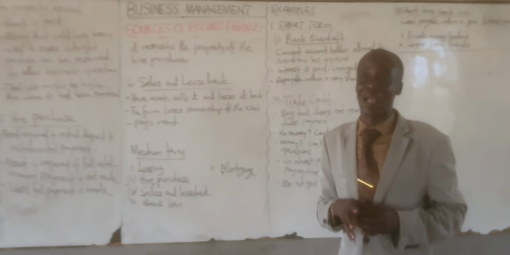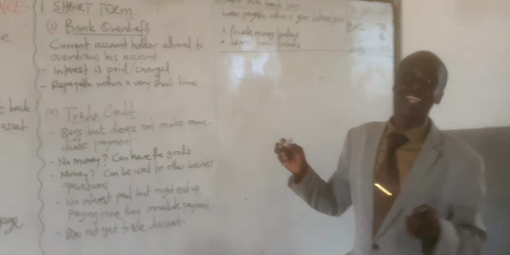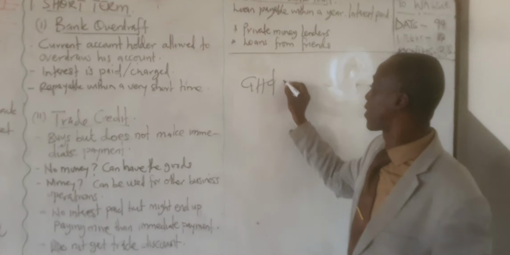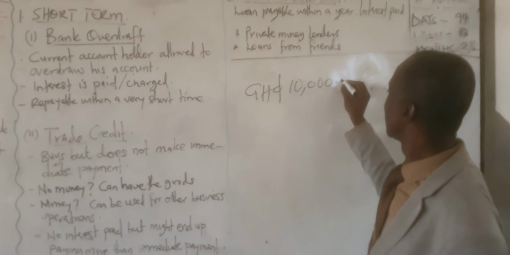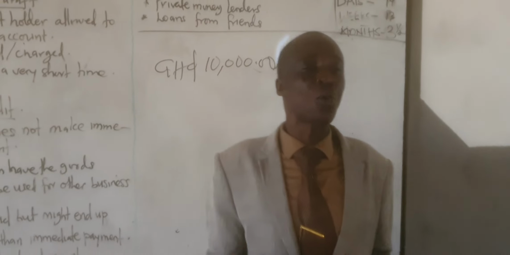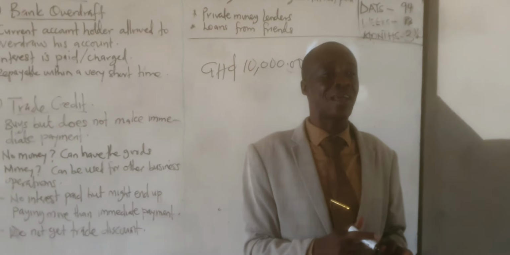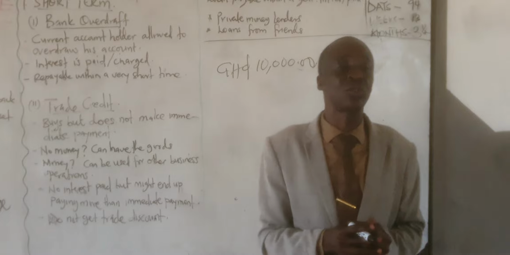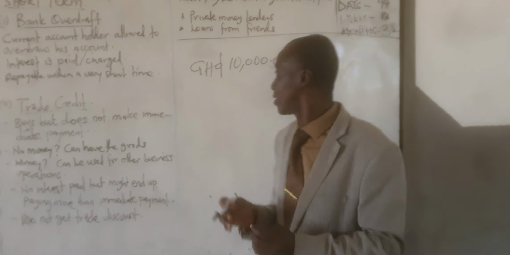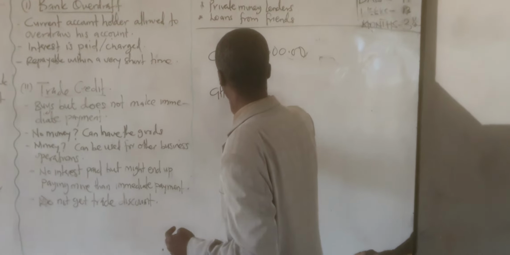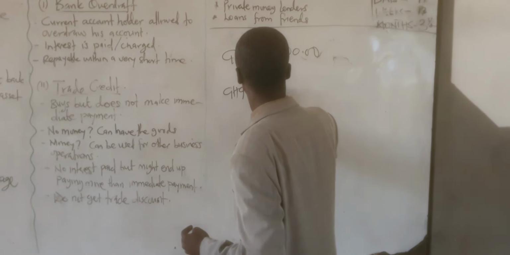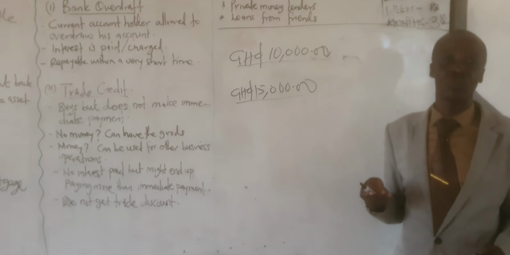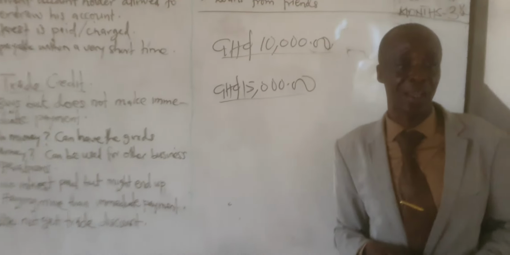So, this is how the bank overdraft operates. Let's say in your bank account, you have an amount of 10,000 Ghana cedis. But you want to buy an asset. You want to buy a machine, and the machine is going to cost you 15,000 Ghana cedis. So this is what you have in your account, but you want to buy a machine, and the machine is going to cost you 15,000 Ghana cedis.